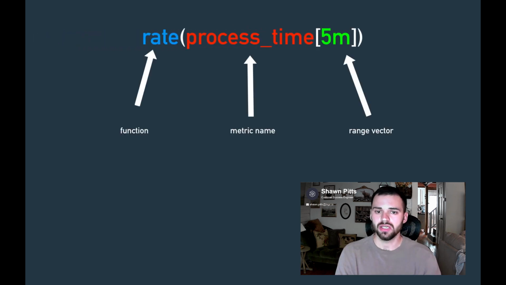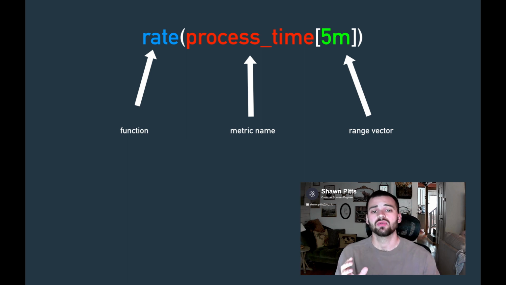So if we look at a rate function up above, you'll see that the function looks like rate, parentheses, metric name, and range vector. Metric name obviously being what you're sending into Prometheus or into Logs.io. And then rate is the function we're calling on it along with the range vector.